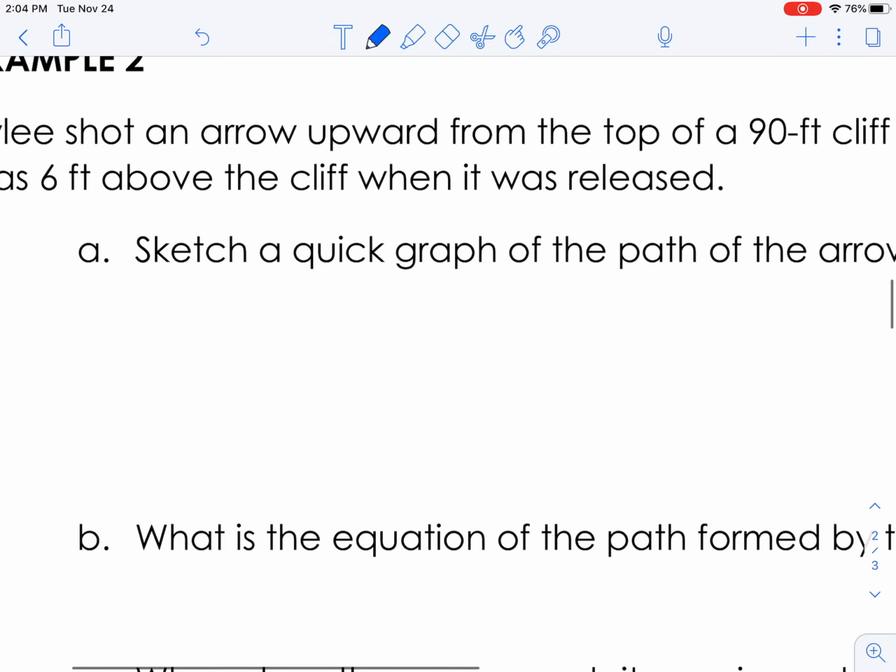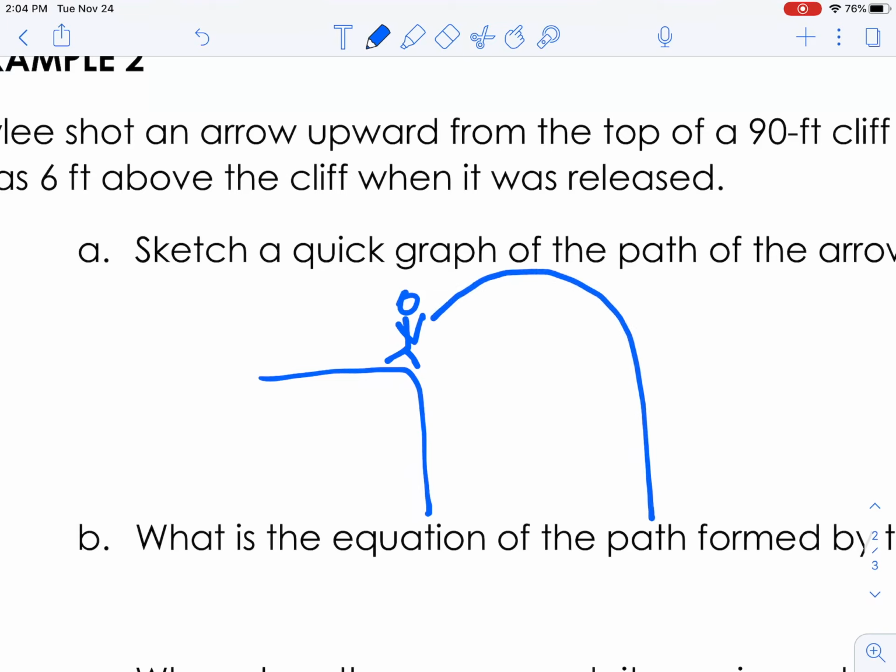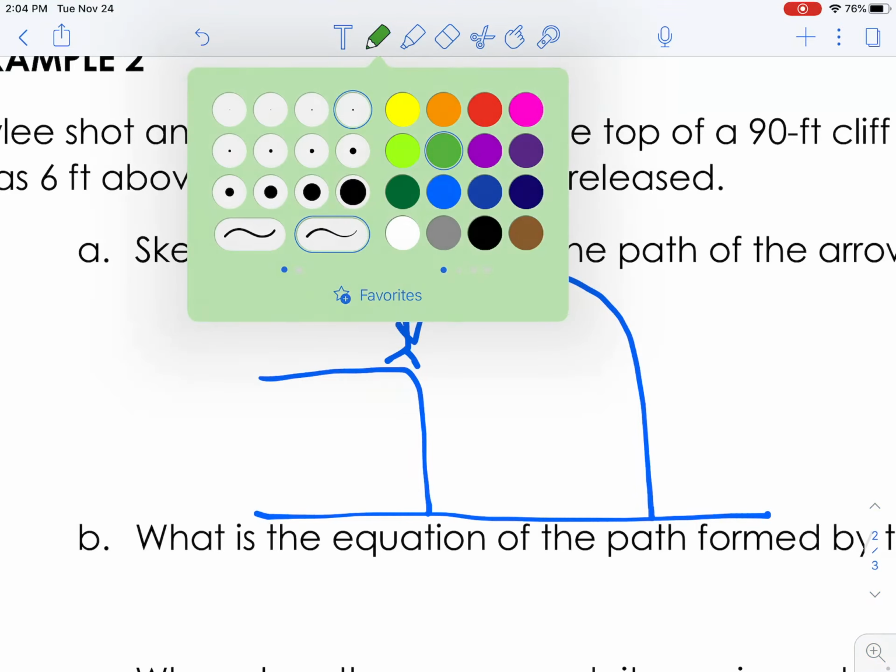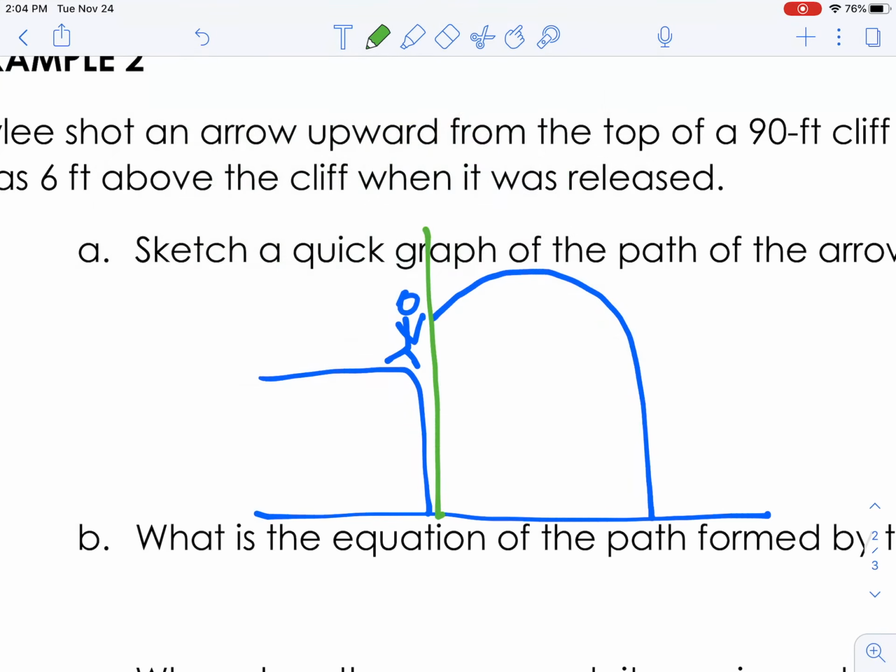Okay, so we know we've got this cliff, and here's Riley standing at the top of the cliff. Riley's going to shoot an arrow up, and then it'll land on the ground. So what we can do is draw our x and our y axis. Here's the y axis.